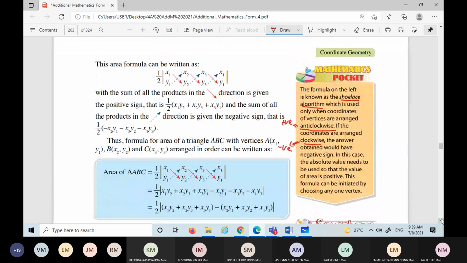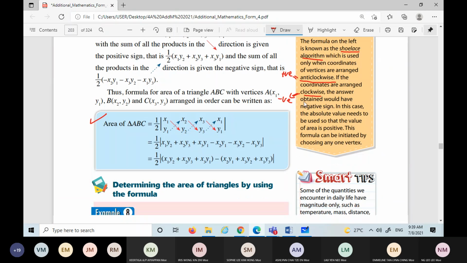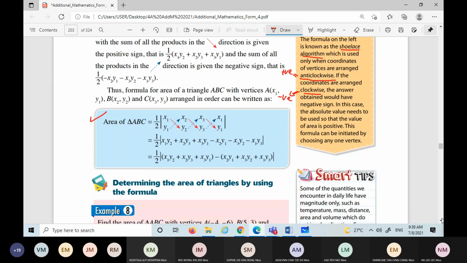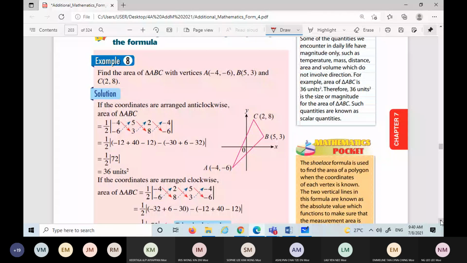So this one. Okay, so for this, I want you to only copy this in your notes. Okay. And then you can copy this. Okay, anti-clockwise is positive. Okay, now we look at the one example. Okay, look at this example. Okay, so given point A, point B, and point C.